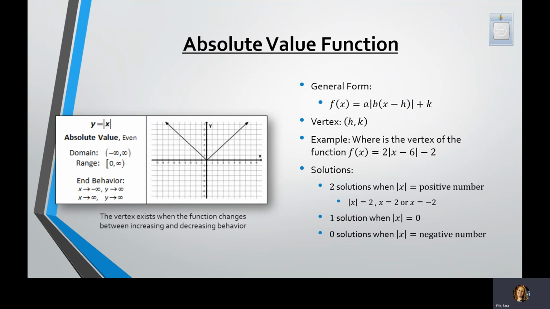Now follow? And this is just what I said a second ago. If you need to write it down, you can. You may not need to. That the vertex is the point where the behavior changes, the increasing, decreasing behavior.